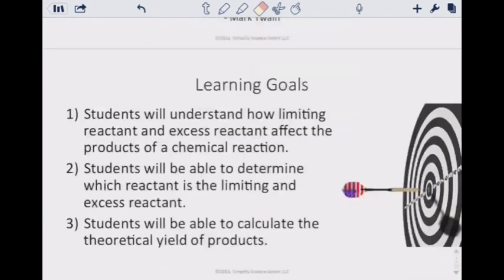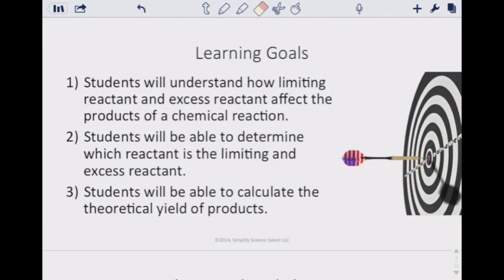So, the learning goals from this. Students will understand how limiting reactants and excess reactants affect the products of a chemical reaction. Secondly, students will be able to determine which reactant is the limiting and excess reactant. And students will be able to calculate the theoretical yield of products. And so essentially what we're going to do is start using our stoichiometry and applying it to chemical reactions and what actually takes place in the lab.